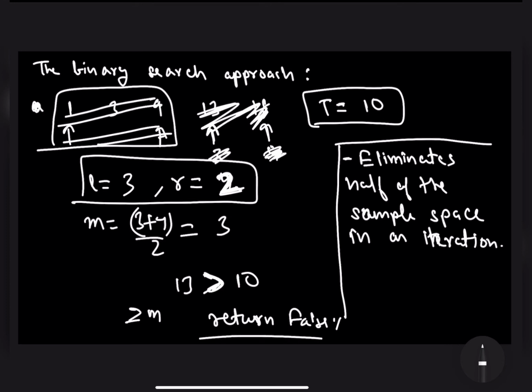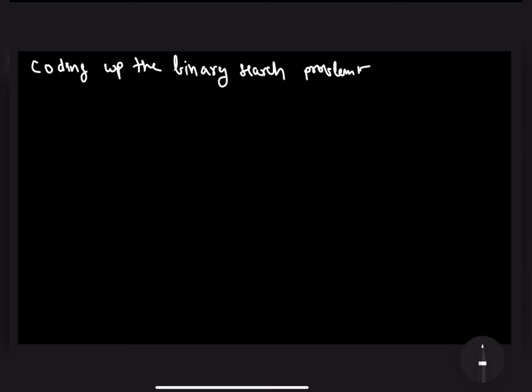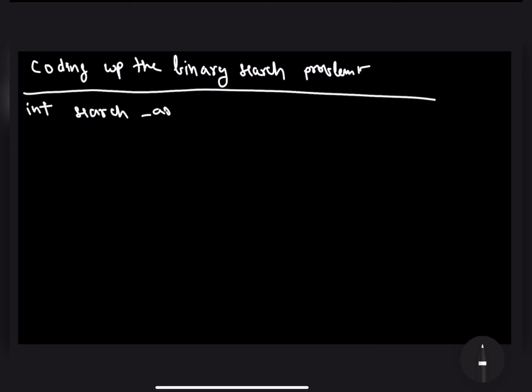Now let's see how we code this up. Even coding this up is not a very difficult thing to do, so I'll just try to explain it briefly. Let us get started with coding of the binary search problem. I will write C++ style code. I'll create a function called search. It will take in an array as an input, the size of the array, and the target value as inputs.